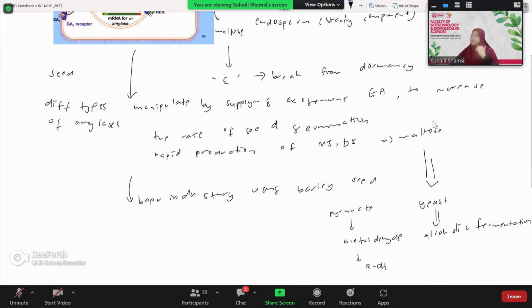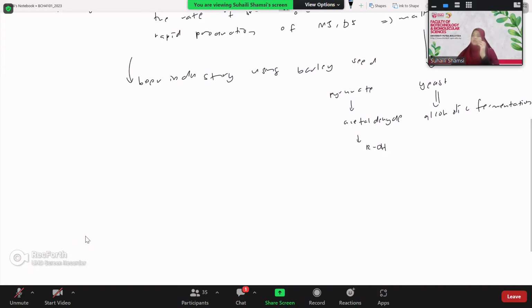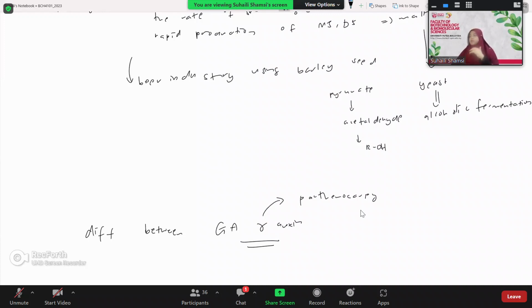You also have to know about the difference between gibberellic acid and auxin, right? You know that gibberellic acid and auxin work together in parthenocarpy, right? Again, just check the spelling, whether it's correct or not. That is the production of fruits without fertilization or pollination.